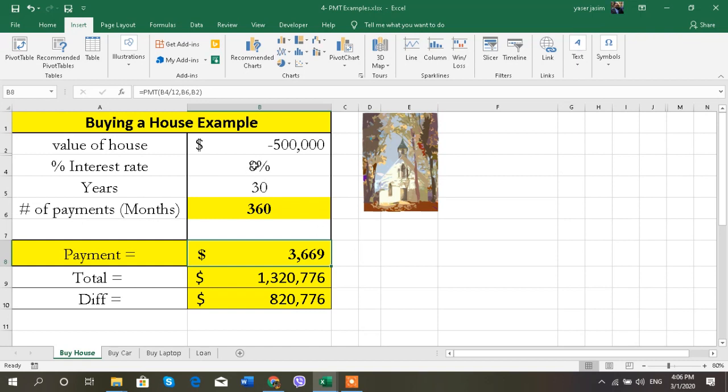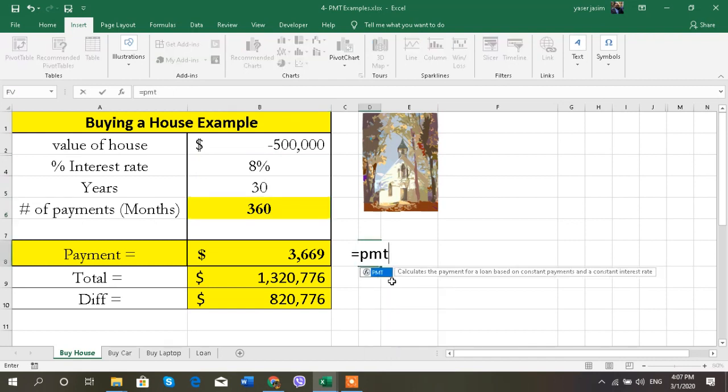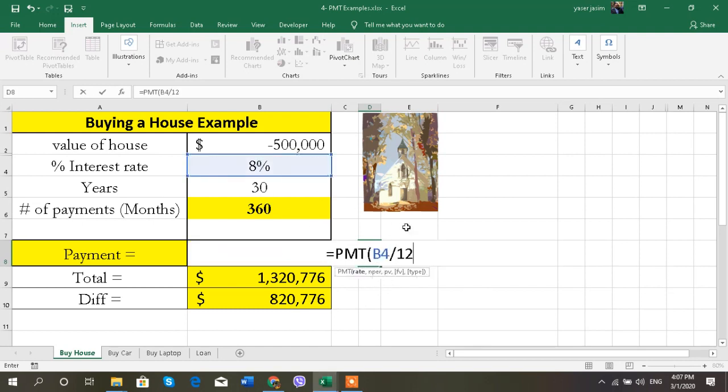Because this is in years and this is in months, that means they are not even. I'm going to go for PMT, and the first thing I need is the rate, and they are not even, so I need to divide by 12, comma. Do I have the number of periods? Yes, I have the number of periods, comma. What else do I have?